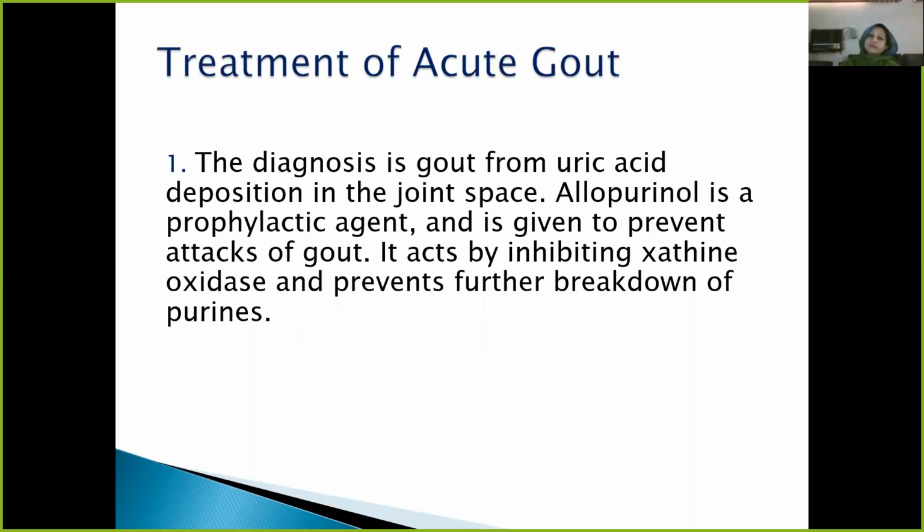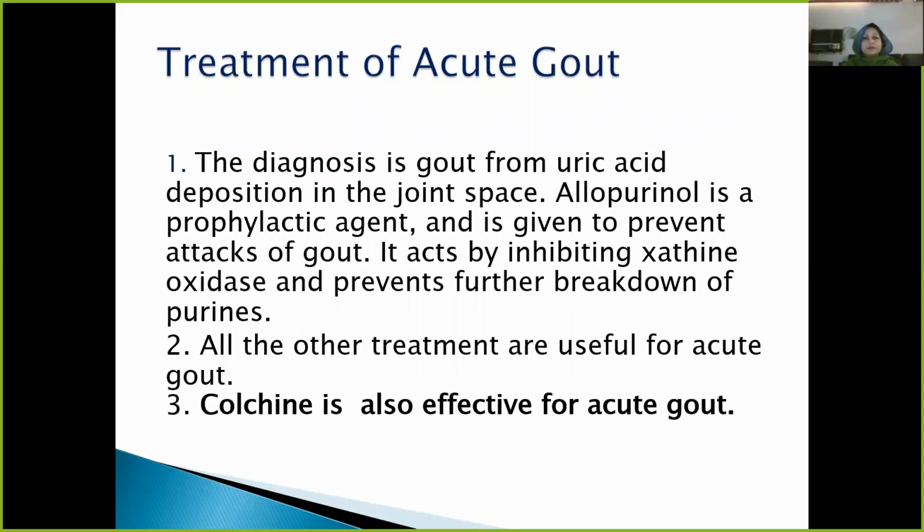The diagnosis in this case is gout from uric acid deposition in the joint space. Allopurinol is a prophylactic agent and is given to prevent attacks of gout. It acts by inhibiting xanthine oxidase and prevents further breakdown of purines. All other options are the treatments useful for acute gout. Colchicine is also effective for acute gout.